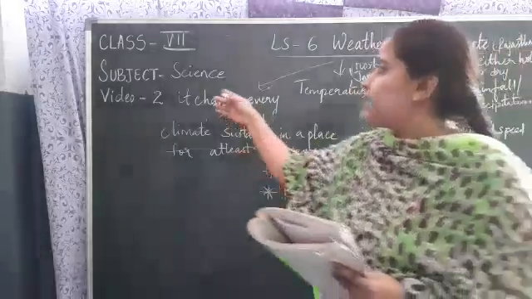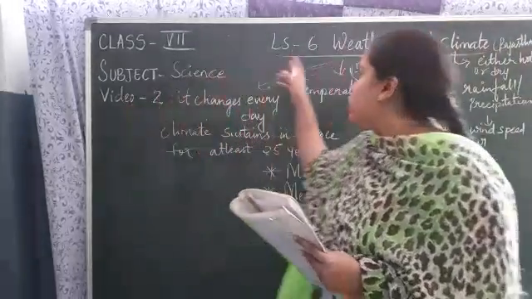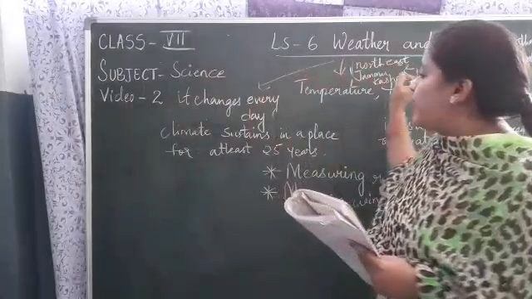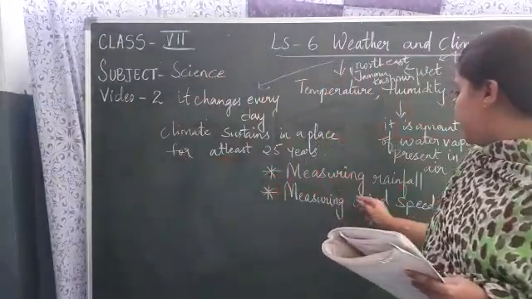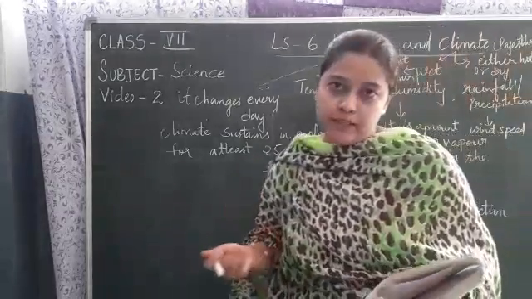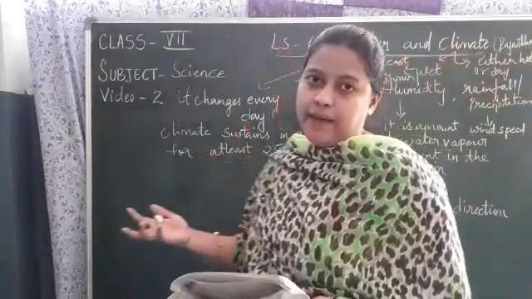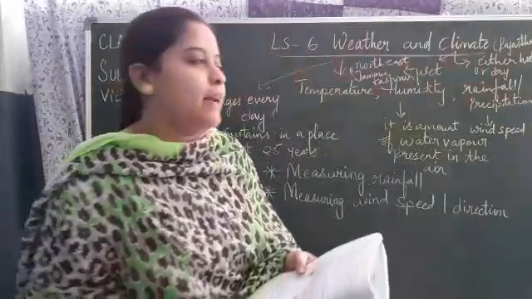Okay children, class 7 subject science video 2. Today's lesson number 6, weather and climate. In this topic we are going to learn about measuring rainfall, measuring wind speed and direction, which instruments are used, and how is climate. You are going to learn about climate and humidity.